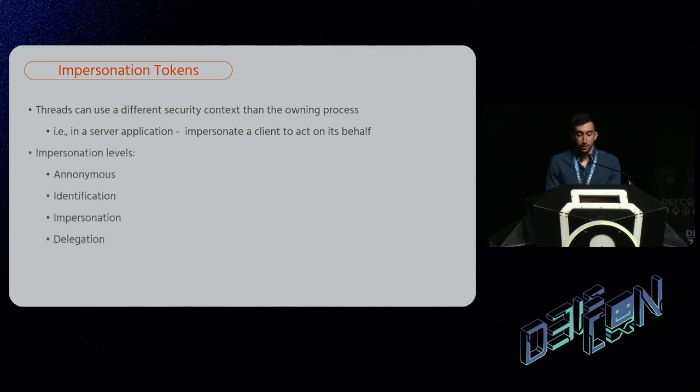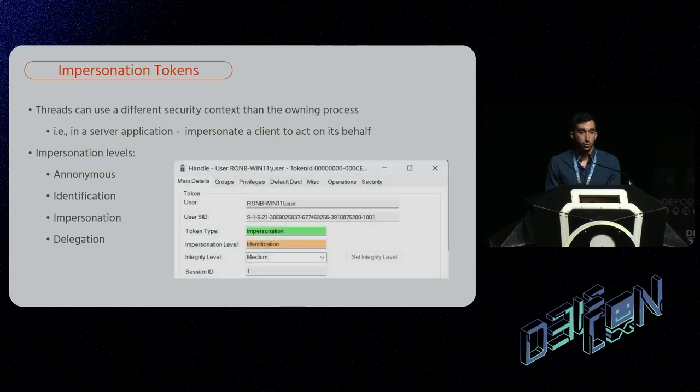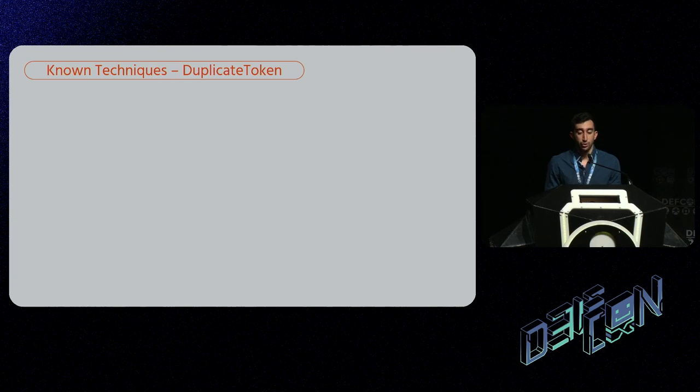There are several impersonation levels, and I won't go into details about each one, but the level most offensive tools attempt to gain is the third one, impersonation, which means the thread can impersonate the client's security context on the local system. And again, we can look at an example with the token viewer. This is another token belonging to the user named user, and this time it is an impersonation token, and the level is identification.